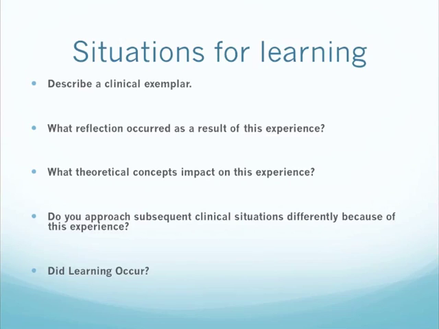As you think about what reflection occurred as a result of your experience, now think about what theoretical concepts impacted on that. In my code orange example, the theoretical concepts are normally hemodynamic stability, respiratory stability. Once you jot down what the theory is that impacts on that experience, now think about, do you do things differently in your life because of that experience?